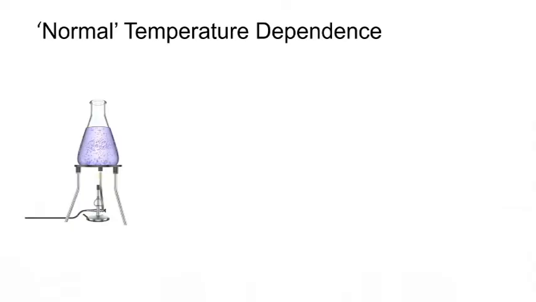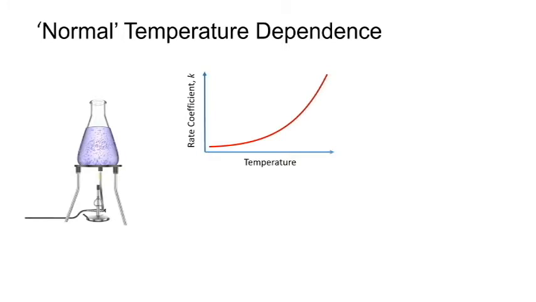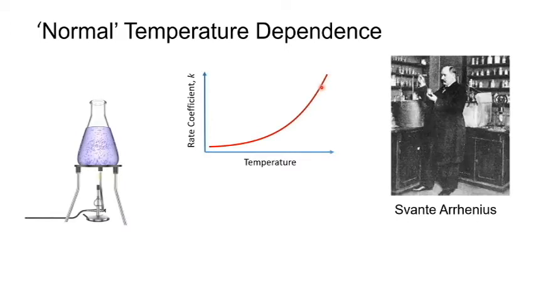Now, how do reactions normally depend on temperature? Well, normally, rates of reactions increase with temperature, and indeed, if we want to make a reaction go faster, then we will generally heat it up because the rate coefficient increases significantly with temperature. And this was first quantified by the Swedish chemist Svante Arrhenius around the turn of the last century and formulated within the famous Arrhenius equation that links the rate coefficient k to the temperature at which the reaction is occurring.